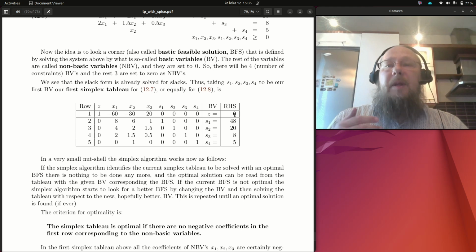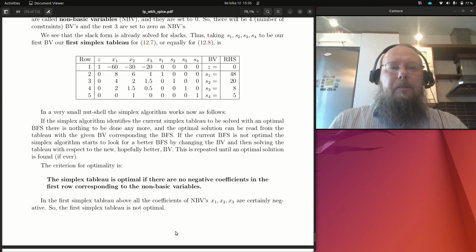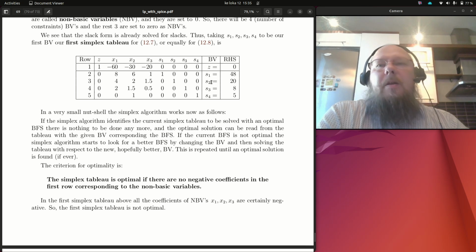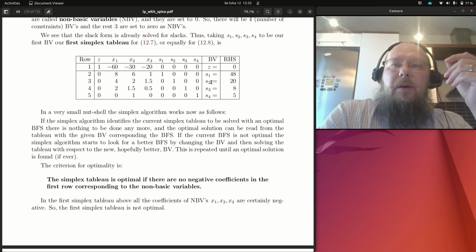Let's say this same thing yet in other words. The simplex tableau is optimal if there are no negative coefficients in the first row corresponding to non-basic variables. Okay. So we see that this is not optimal. So it means that we have to change a corner. So we have to change the basic variables.